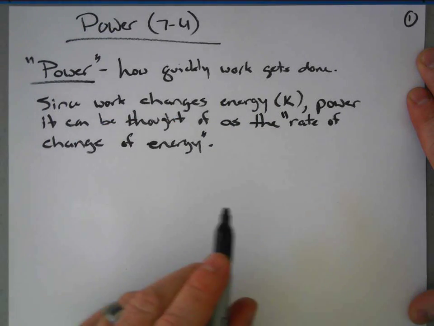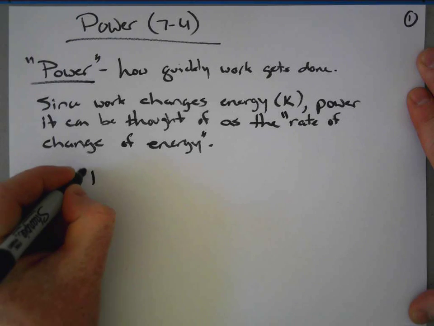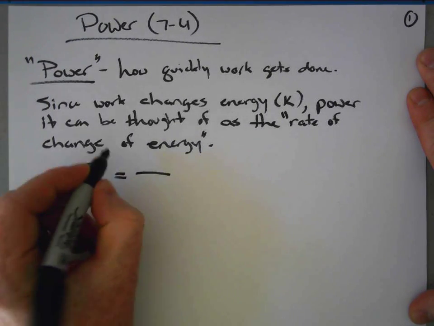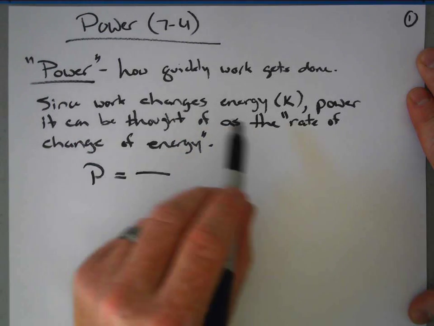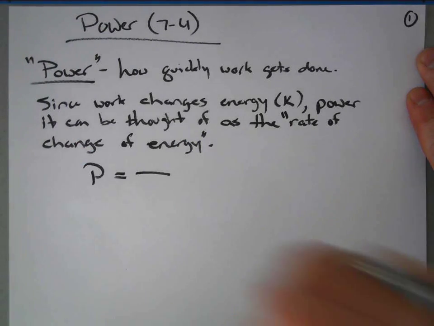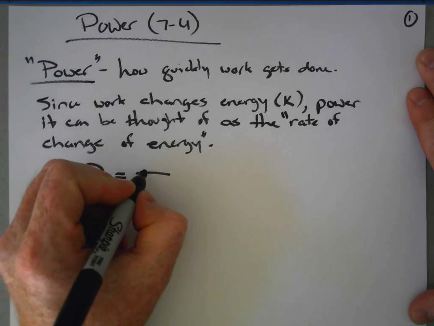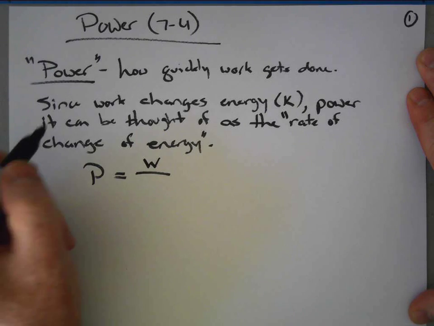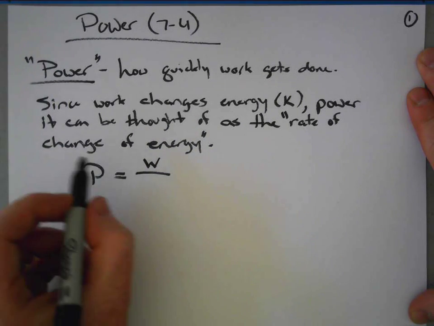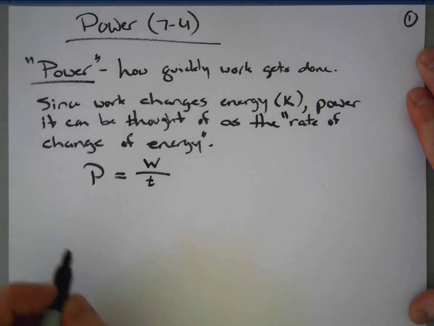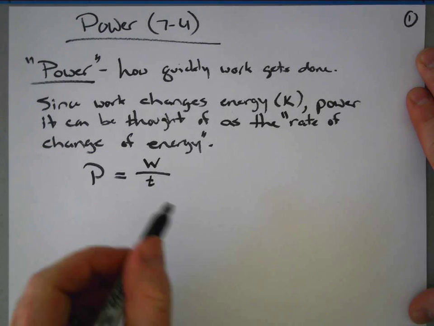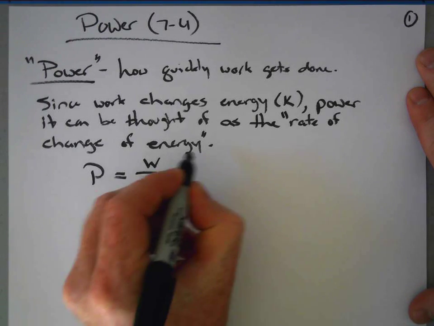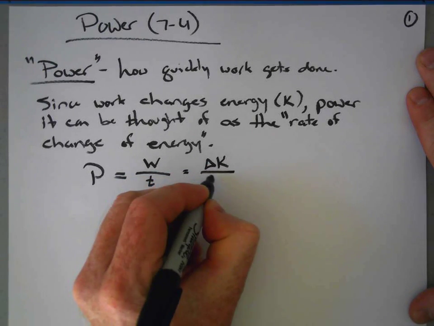And that means something for us mathematically as well. So we have this idea of power, capital P for power. And it's how quickly work is done, the rate of change of energy. Well, we could do change of energy as a delta K, but we know that work equals delta K. And then the rate of the work getting done, so we divide by time. Work divided by time. You could do equivalently change in kinetic energy divided by time.